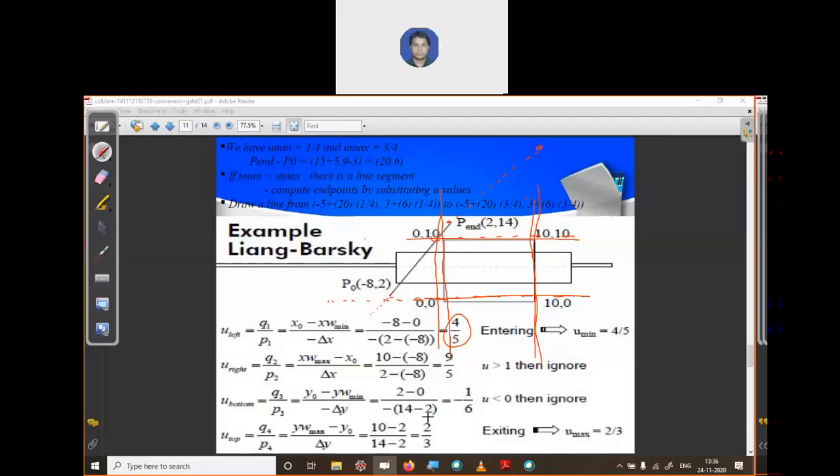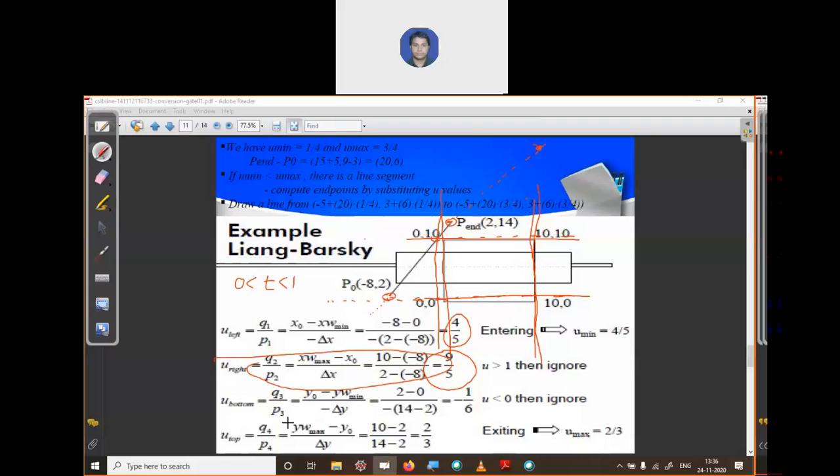Now our condition: the t value should be between 0 and 1. This is your initial point and this is your end point. Here the value 4 by 5 is between 0 and 1, so for the left boundary it is intersecting at a valid value. For the right boundary, the value is greater than 1, so we will completely ignore this right boundary, because the value of t is greater than 1. We will not consider this point.